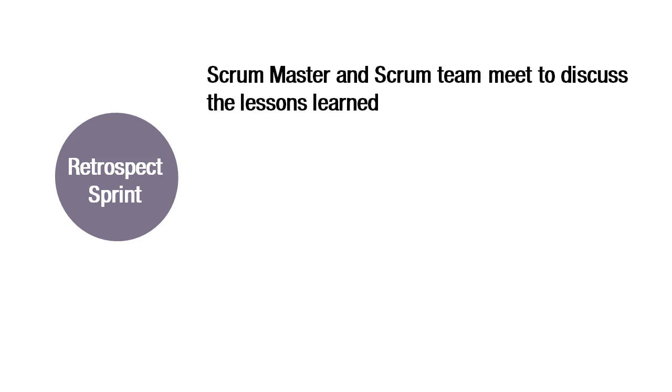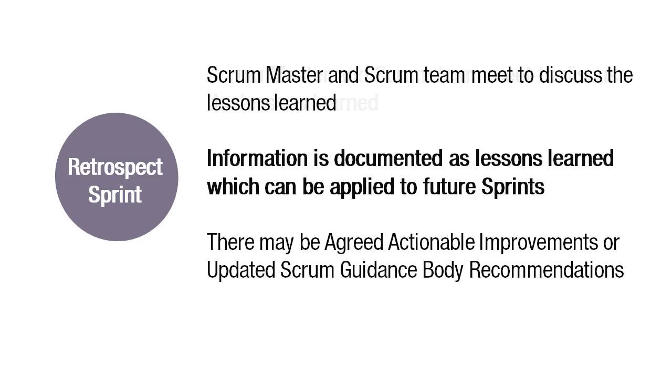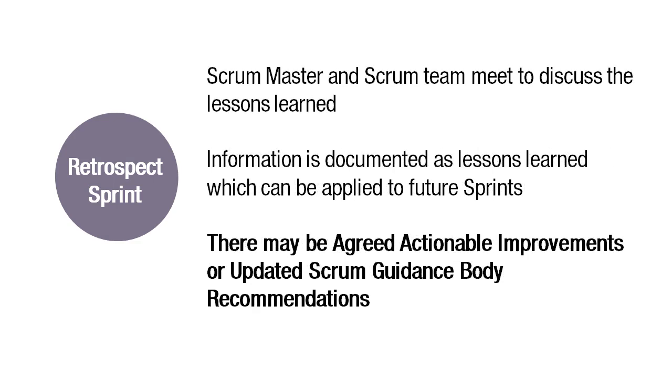In this process, the Scrum Master and Scrum team meet to discuss the lessons learned throughout the sprint. This information is documented as lessons learned, which can be applied to future sprints. Often, as a result of this discussion, there may be agreed actionable improvements or updated Scrum guidance body recommendations.